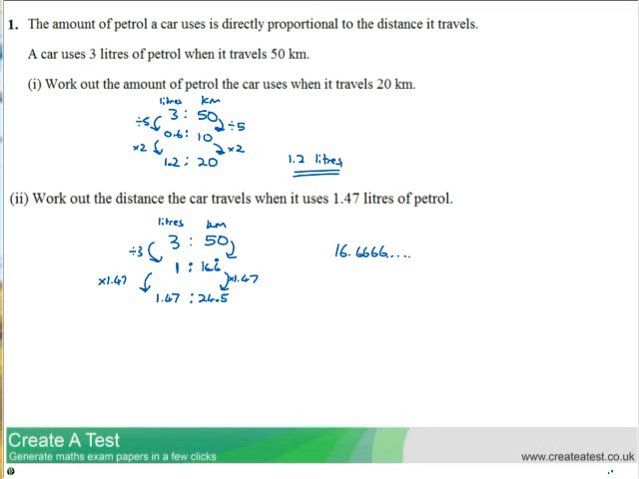So how far will I travel on 1.47 litres? There's your answer right there. It is 24.5 miles. Oh no, kilometres, sorry. Sticking to the metric system.